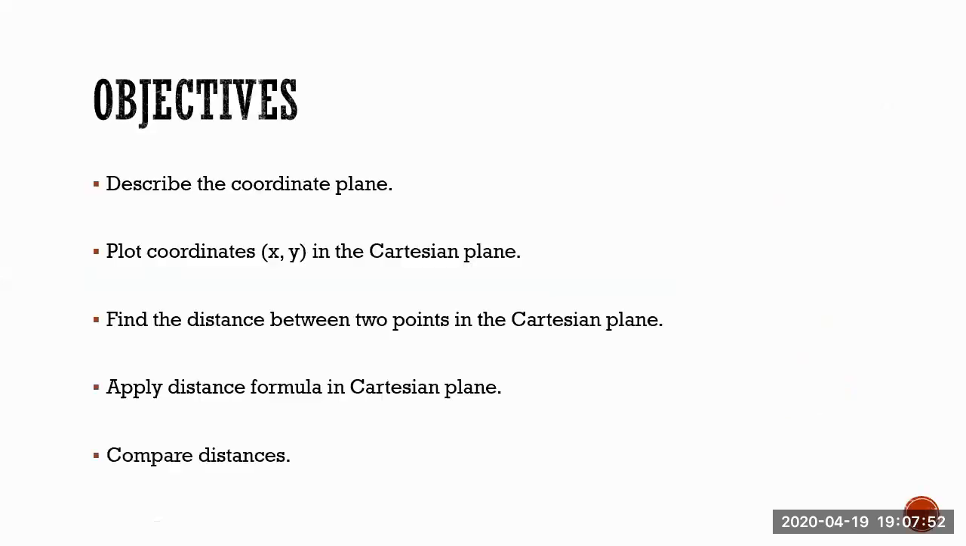So let's start. We have the following objectives. The first objective is to describe the coordinate plane. The second one is to plot coordinates x, y in the Cartesian plane. I think this is something you already know. We're just going to review because sometimes students forget that every time you have to graph first the x coordinate and then the y one. Then, find the distance between 2 points in the Cartesian plane. Apply the distance formula in Cartesian planes, and of course, we're going to conclude by comparing distances.